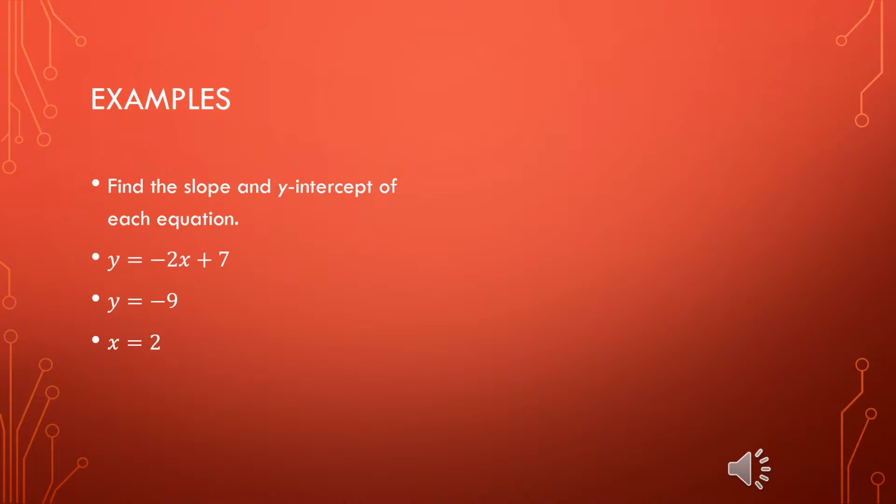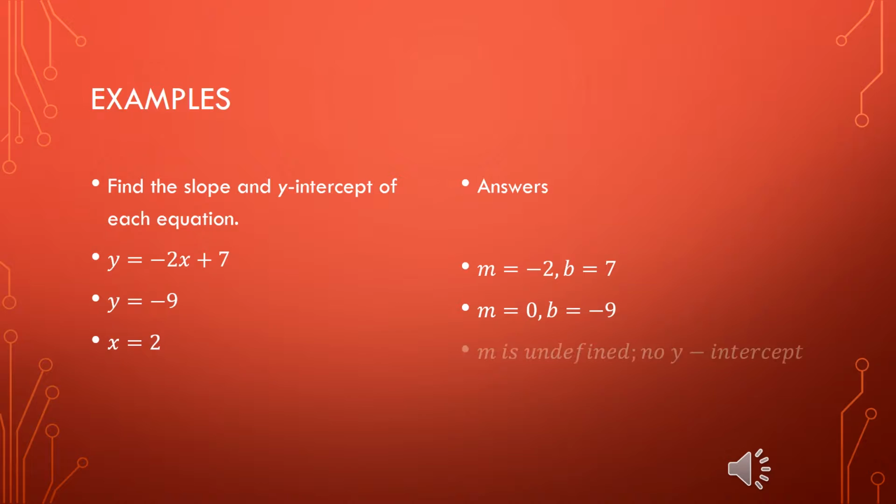Let's take a look at some examples. Find the slope and the y-intercept of each equation. Pause the video at this point to give yourself a chance to do so. Here are your answers. For the first one, your slope is -2 and your y-intercept is 7. For the second one, your slope is 0 because it's a horizontal line and your y-intercept is -9. For the third one, your slope is undefined and there is no y-intercept.